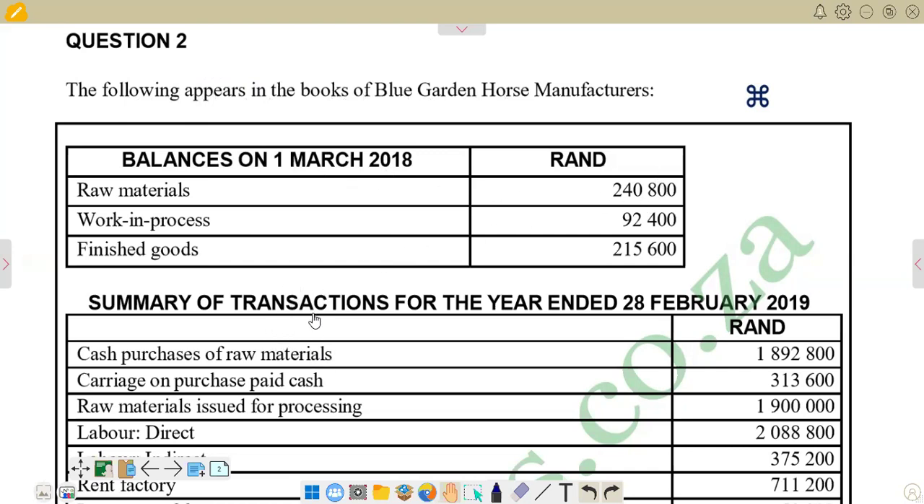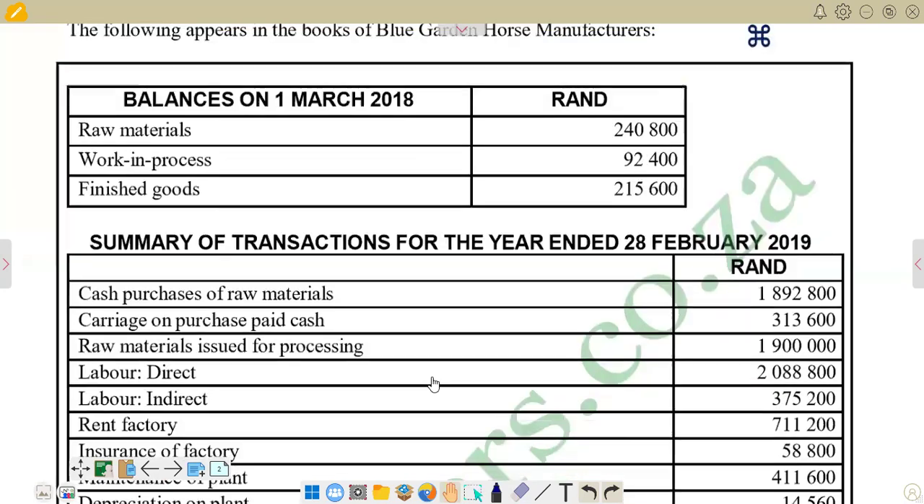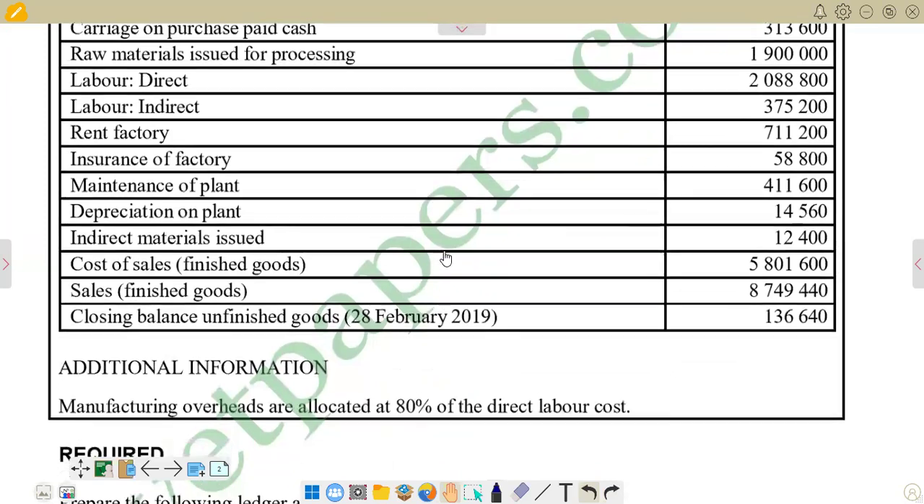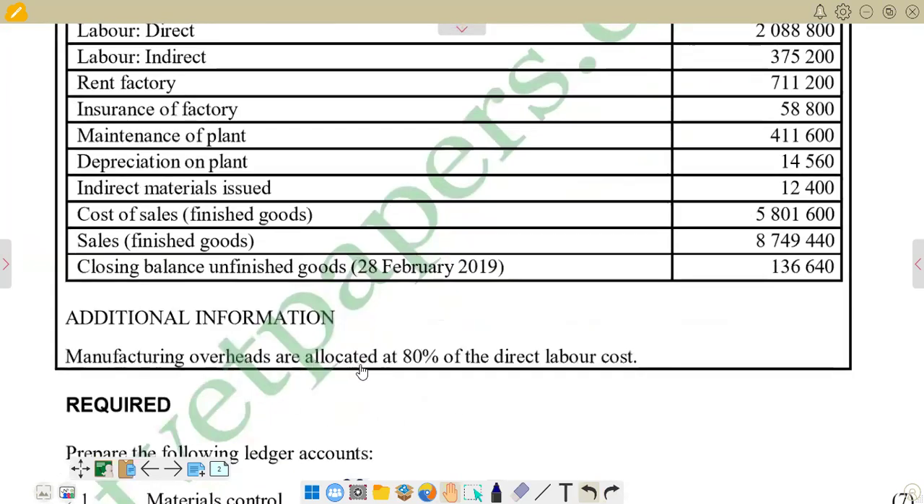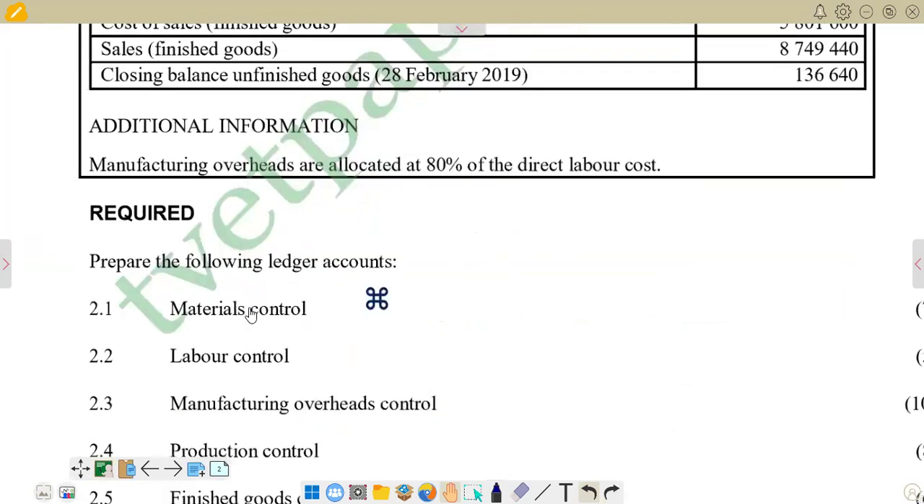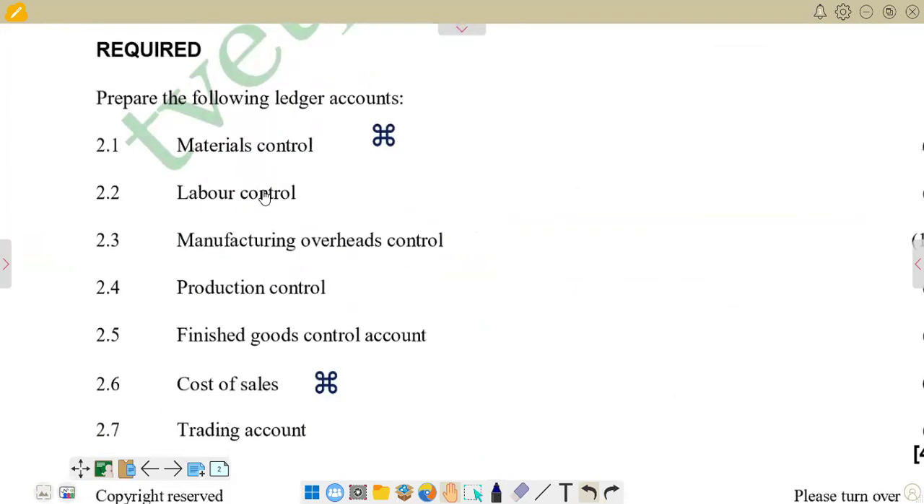And then we're given a summary of transactions for the year 2019, whereby we're given a list of balances. If you go down, you'll see that beneath that list of balances we are given additional information, which reads: manufacturing overheads are allocated at 80% of the direct labor cost. On the required part, we are asked to prepare the following ledger accounts: the materials control, labor control, manufacturing overheads control, production control, finished goods control account, cost of sales account, and finally the trading account.